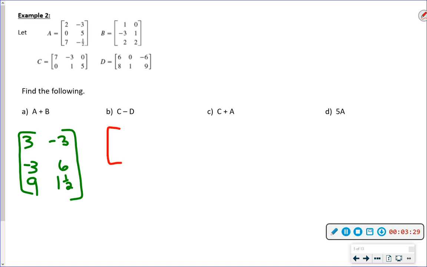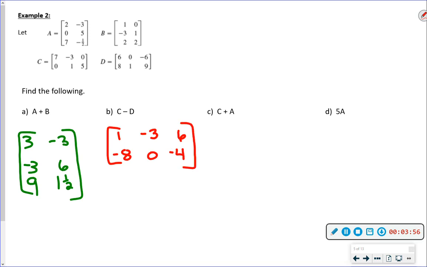Woo, let's do subtraction. Okay, C and D are the same size, so I just always double check that before I start doing extra work, of course. Now I'm just going to subtract. 7 minus 6. 0 minus 8. And again, the order you work in doesn't matter. Just do all the corresponding parts. Negative 3 minus 0. 1 minus 1. 0 minus negative 6. 5 minus 9.